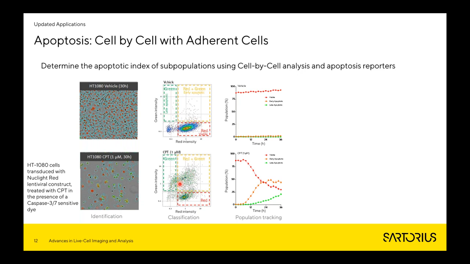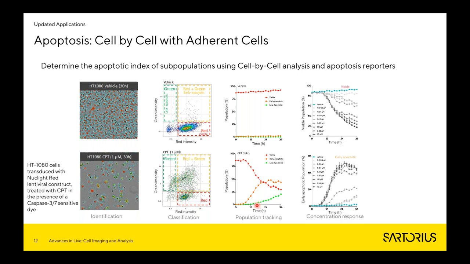We can then plot this information, and we can see how these different populations change over time. We can see the viable population with the vehicle control remains relatively consistent. However, when we look at camptothecin treated, we see something quite different. We see a loss of viability over time, and then we see a rise early on in the assay at around 6 or 8 hours of early apoptosis, so this red and green phenotype, and then we see a rise in late apoptosis at around 14 or 16 hours.